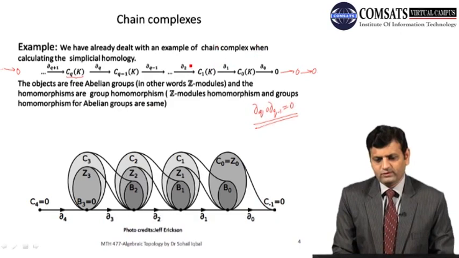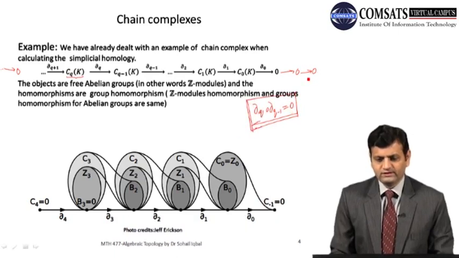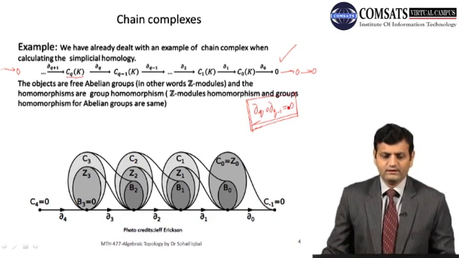Okay, so what about the maps? The maps are homomorphisms. We have already dealt with these boundary maps, and we have already proved that these boundary maps are homomorphisms. So the second condition is also satisfied, and the third condition we have already proved, and there is a proof from when we were discussing these sequences. And so this is an example of a chain complex.